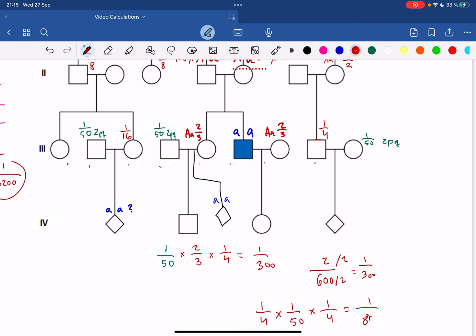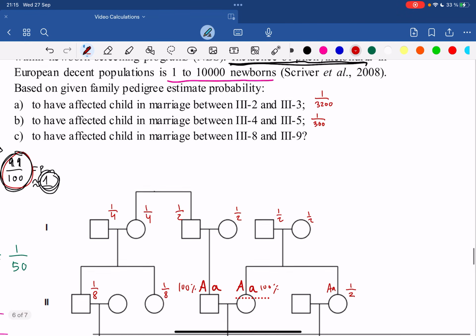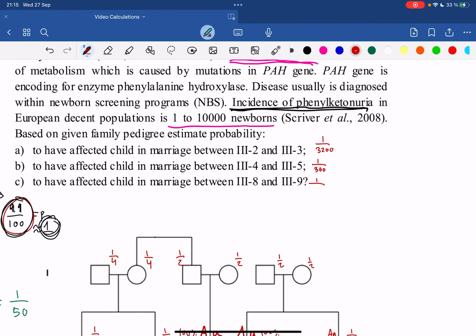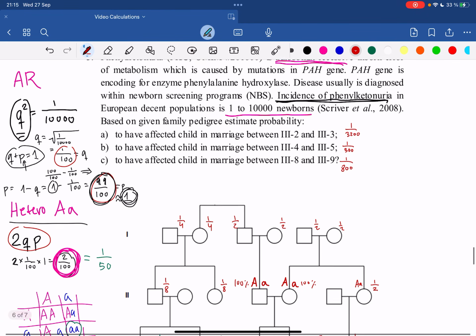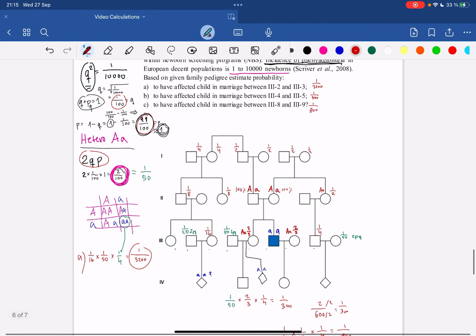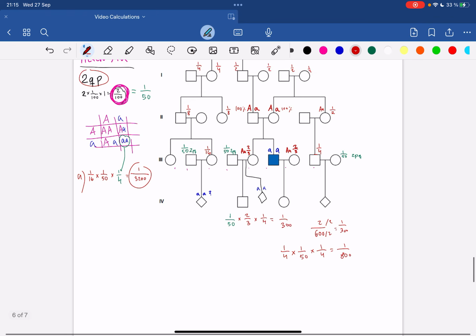1 out of 800? Oh, yeah, I think so. Let me calculate it to make sure, so that I'm not fooling anybody, because I don't have the answer. Times, yeah, 1 out of 800. There we go. And that's how you do this type of calculation.